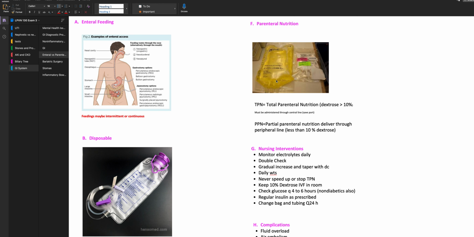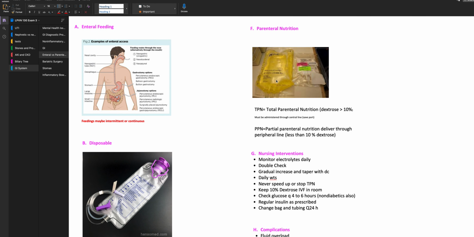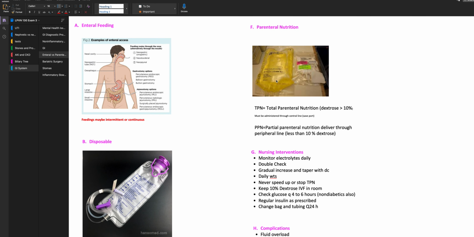Okay. You're going to monitor the electrolytes daily, do a daily weight. You're going to check blood sugars every 4 to 6 hours because, like I said, because of the high sugar load, your patients can have hyperglycemia and they'll need regular insulin. Now, you can put insulin inside the TPN bag. There are some drugs you can put in it, but usually providers, you have more control if you don't put it in because you can put them on a sliding scale.